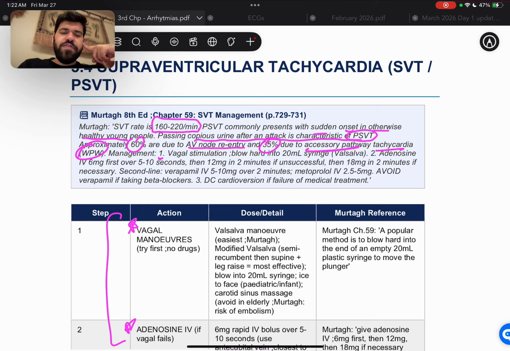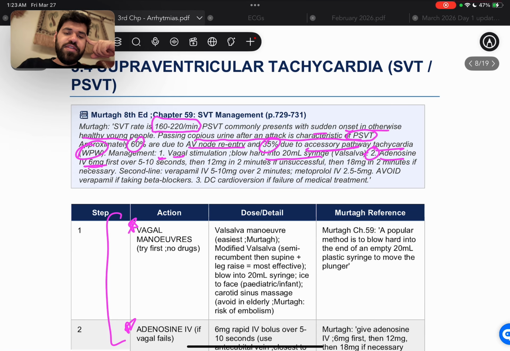So management, first line, vagal stimulation: blowing hard into a 20 ml syringe, or blowing hard into a bag, or asking the patient to blow into their closed fist also works. Then number 2, second line is adenosine IV. You have to remember this: 6 mg first over 5 to 10 seconds, then 12 mg in 2 minutes if unsuccessful, and then 18 mg. So we are going from 6 to 12 to 18.